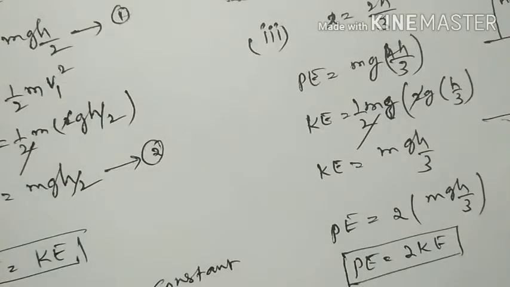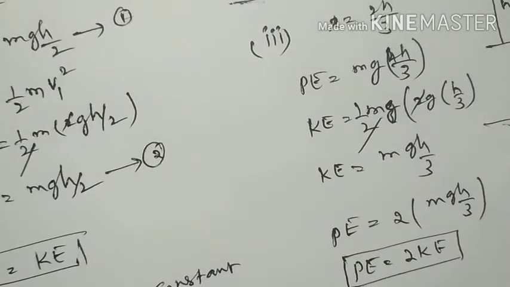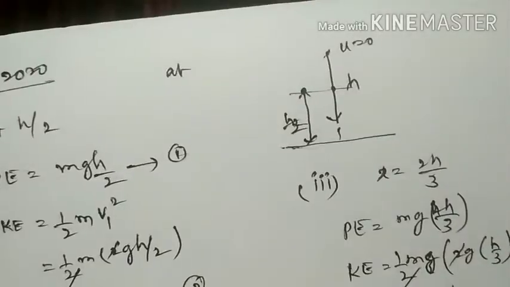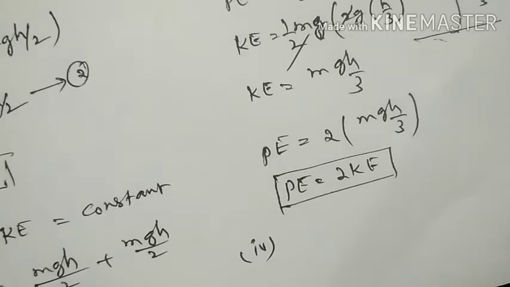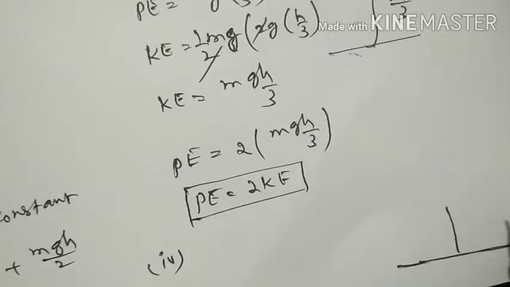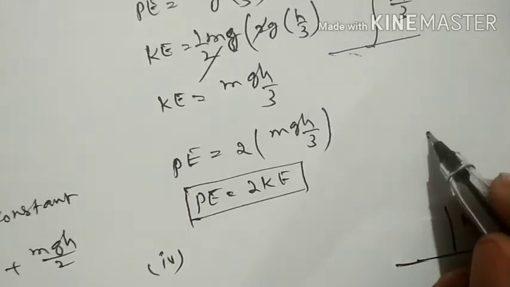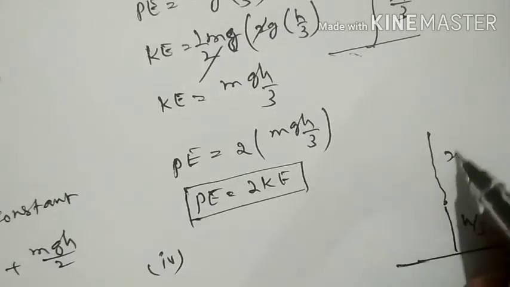And the fourth one, at a height of h by 3. Here just take the reverse: kinetic energy is 2 times potential energy. So at a height h by 3 from the ground, if you consider the fourth condition, you consider the kinetic energy. The distance it has travelled is 2h by 3.